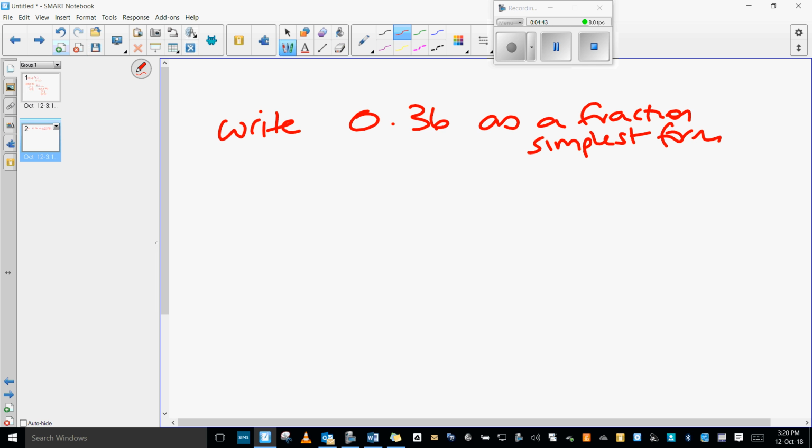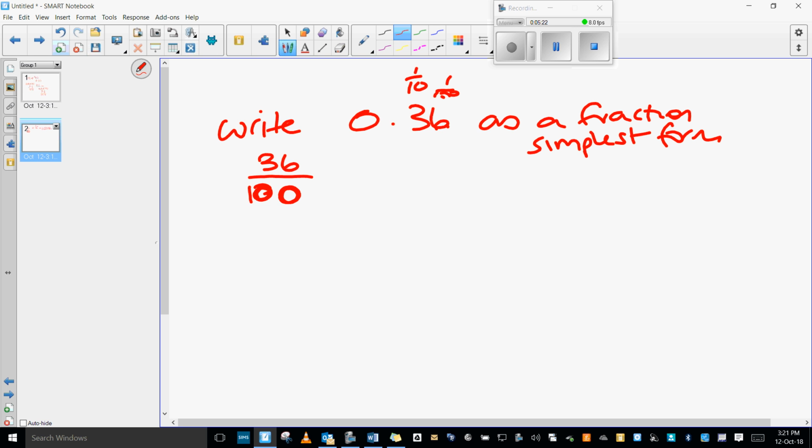So you know it's out of 100. Why is it out of 100? Because you can see it's gone over 2 decimal places. Good. What I do is I write out of 100, so I do the line and then I do 100 under it. And then what goes on the top? 36. Okay, you're all happy with that? It was out of 100 because this is our tenths column and this is our hundredths column. Our last digit was in our hundredths column, so that's why it's over 100. So we've got 36 over 100.